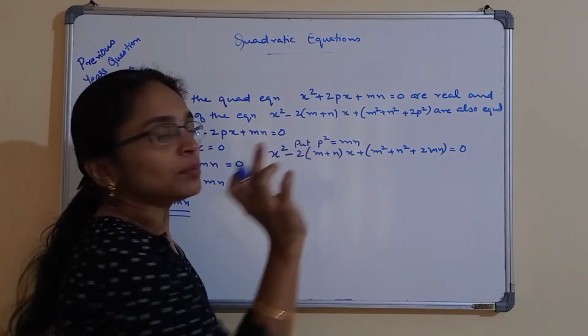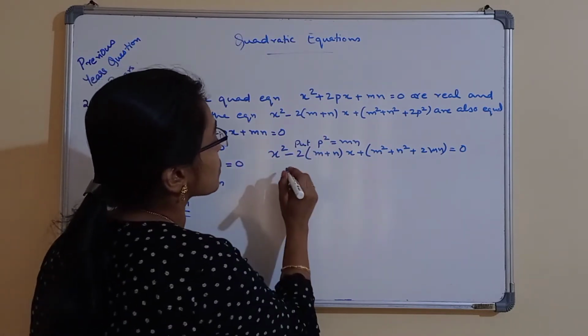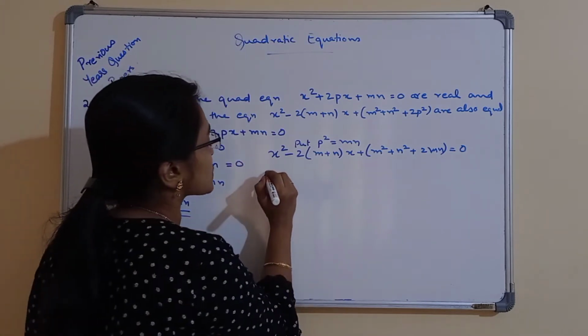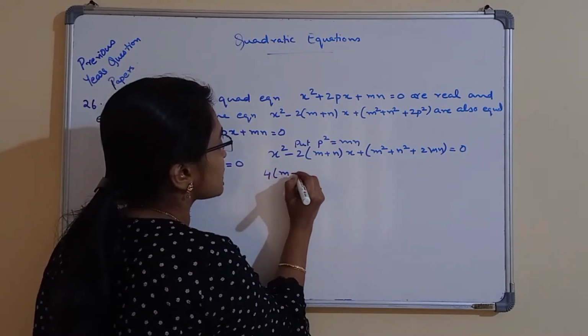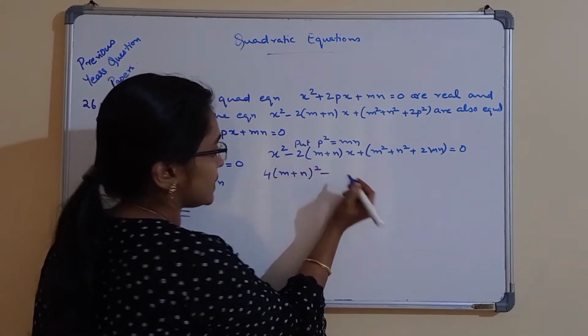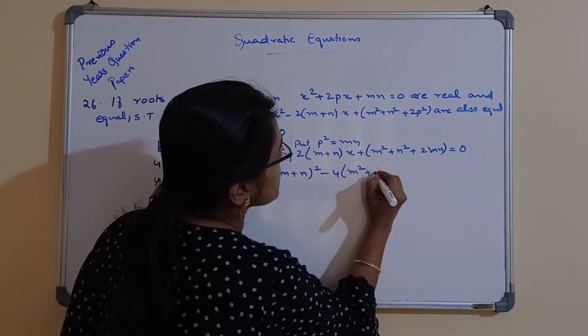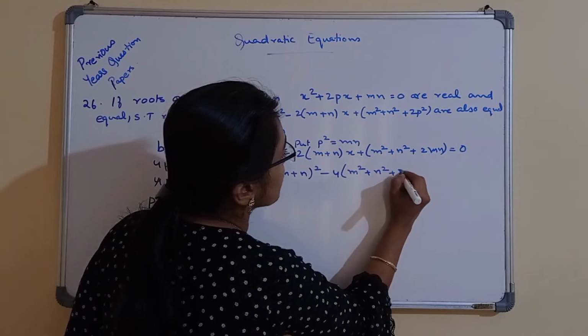So, b² − 4ac = 0. That is, b² is (−2(m + n))², which is 4(m + n)², minus 4 into (m² + n² + 2mn).